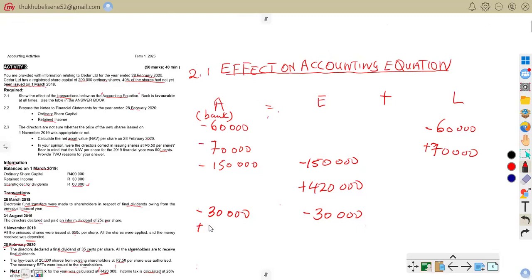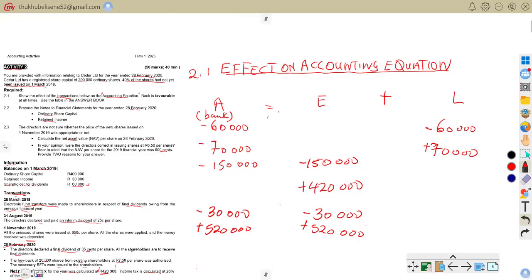increase our assets by 520,000. It's going to increase our assets by 520,000, and it's going to increase our owner's equity by 520,000. Remember, we are the ones receiving that, because on the 1st November, all those unissued shares of 80,000 were now issued at 650 cents per share. So that is that. Hope we do understand it.